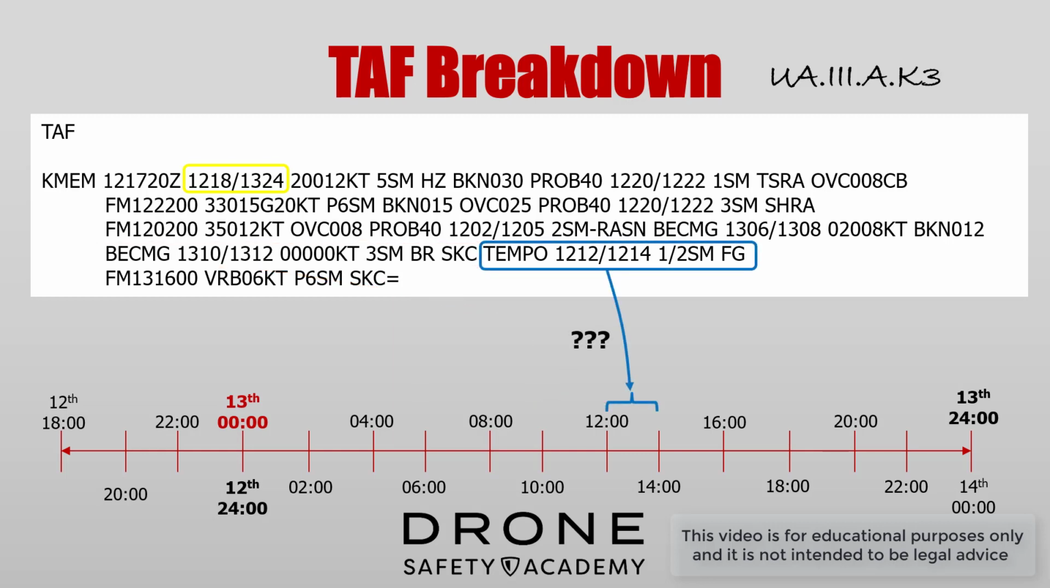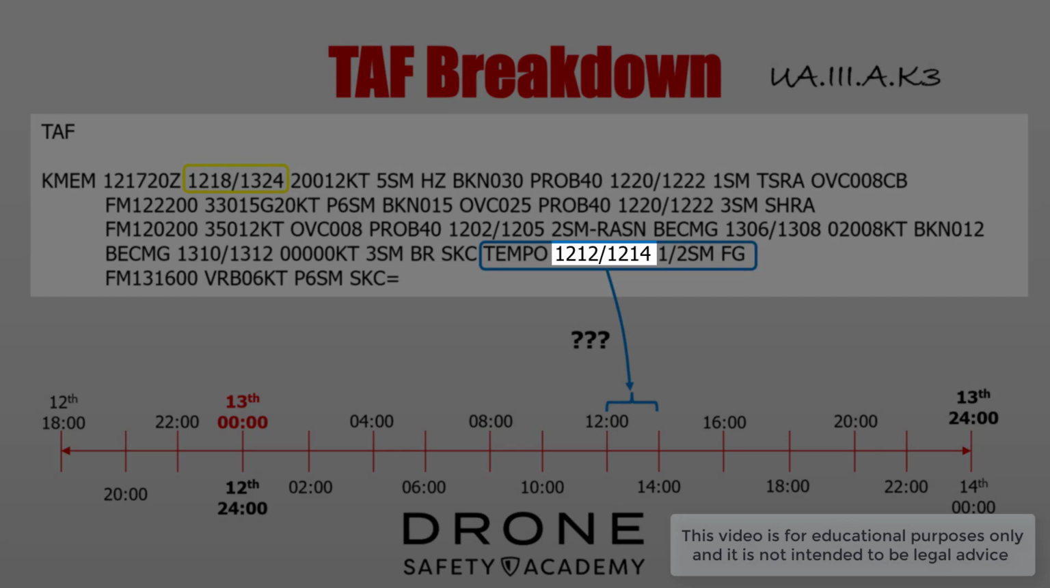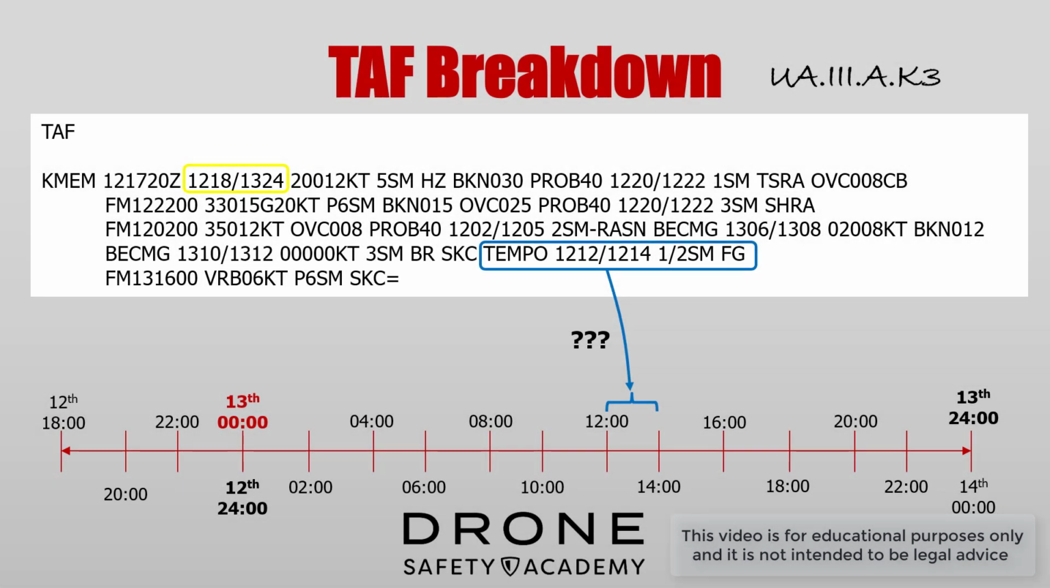Here we have a temporary group, which the date and time does not fit within the validation period. Again, is this intentional to see if you're paying attention? I don't know, but now you know. It states that it's going to start on the 12th day at 1200 hours to 1400 hours. Occasionally, visibility will be as low as a half a mile with fog.